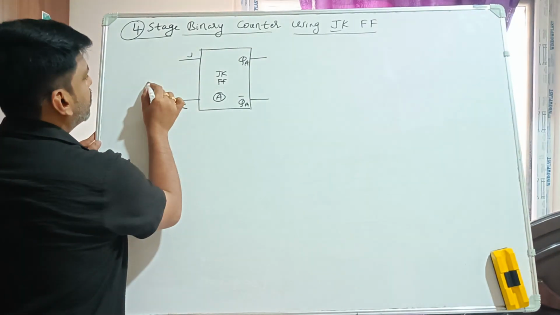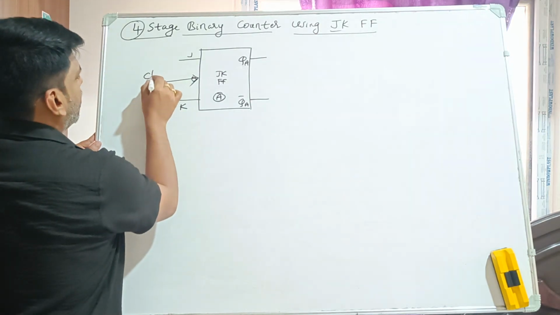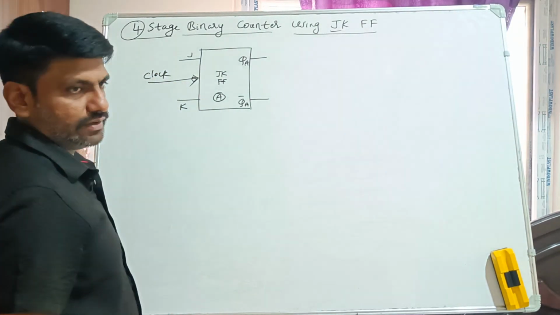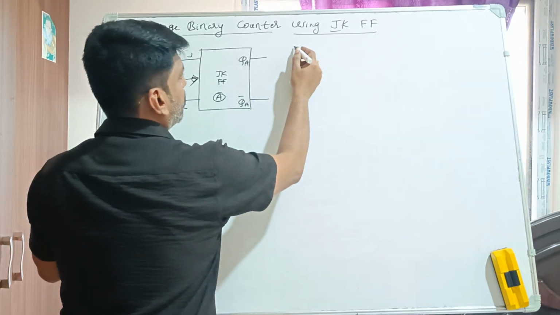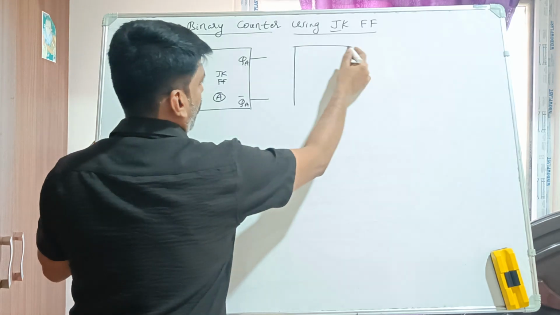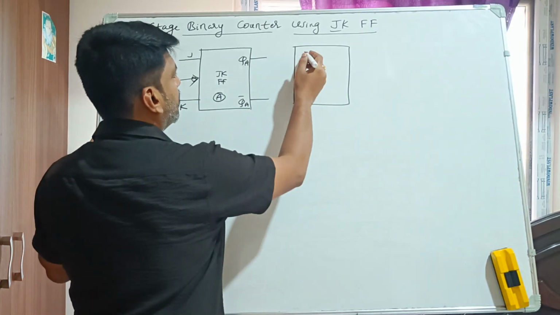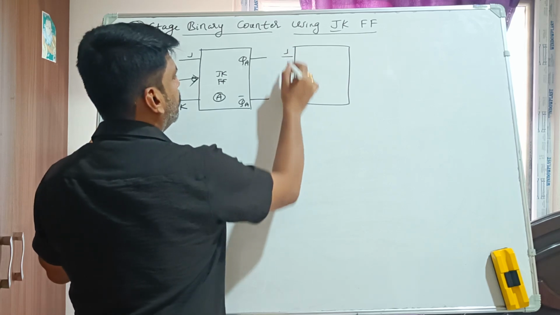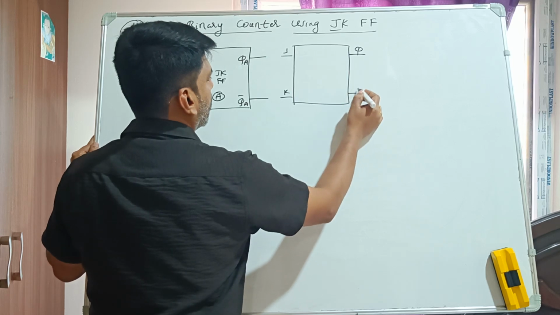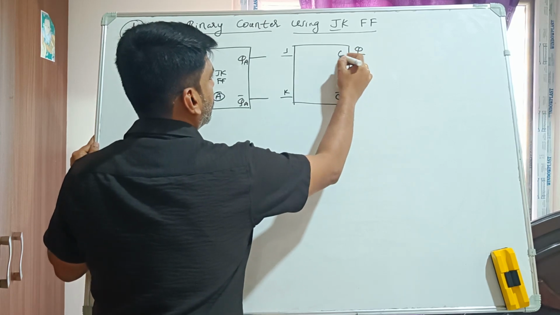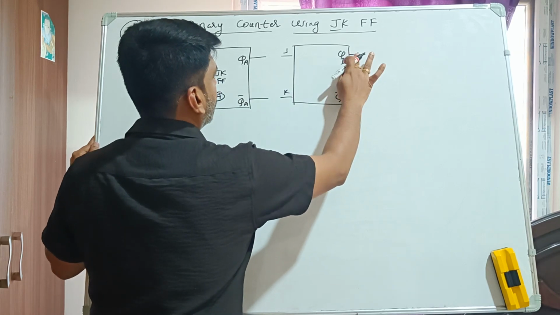Now we will give this a negative edge clock. So I will write it as a clock, a negative edge clock is given, right? After this we will see the next flip-flop, the next block, because it is a 4 stage. Again we should have J and K and Q and Q bar, right? So in this case it is QB and QB bar, right? So this is what we are having, right?